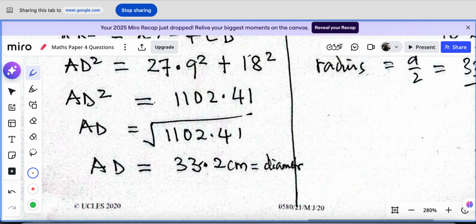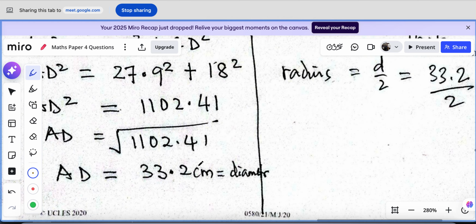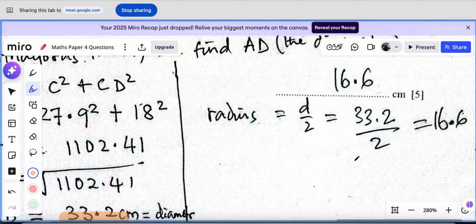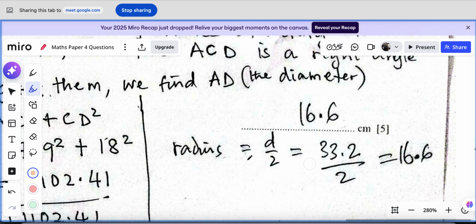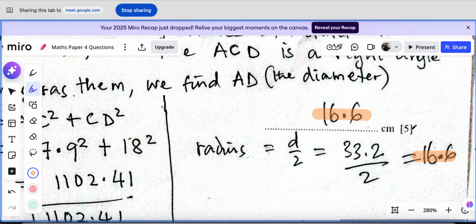That's the diameter. Remember, they asked us to calculate the radius, not the diameter, but you have to get the diameter first in this case. So once you get this diameter, 33.2, to get the radius, you just divide it by 2, which gives you 16.6. That's how we got the radius. You get 5 marks if you're able to do it, because there is a lot of reasoning and critical thinking in this question.